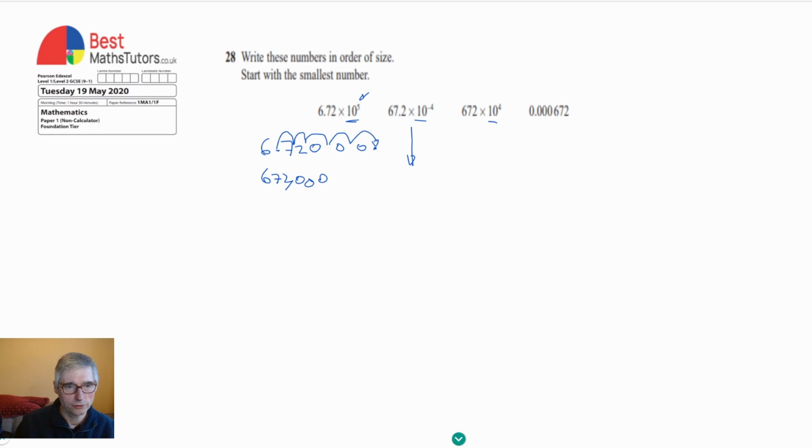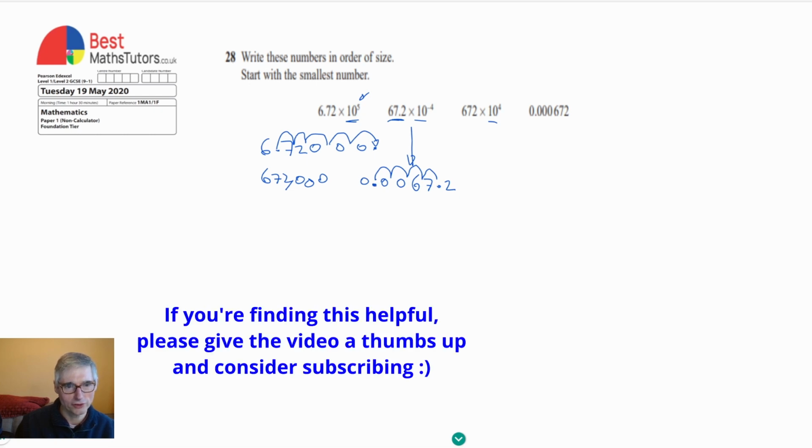For the next number, we can see that the power is actually to the -4, which means we're going to start off with the 67.2, but we're going to move the decimal point to the left this time, because the minus means that the real number is actually smaller than 67.2. So we're going to move this 1, 2, 3, 4 places, putting zeros in place there, and so this is 0.00672.